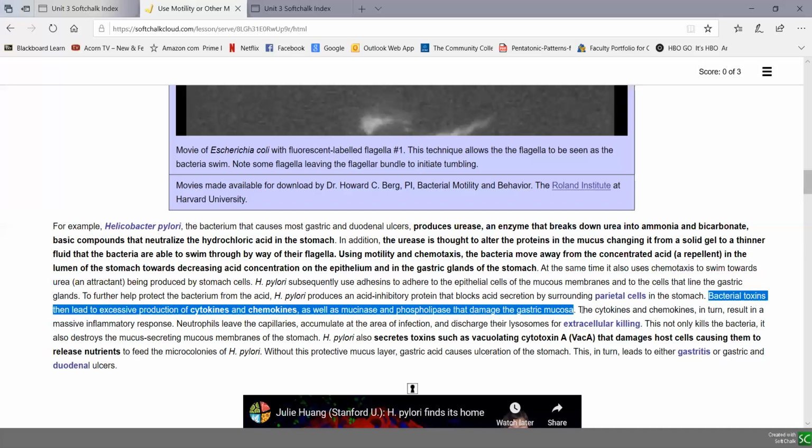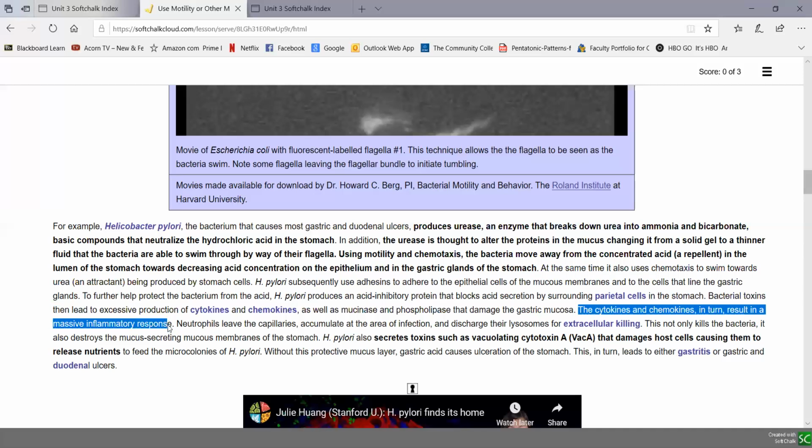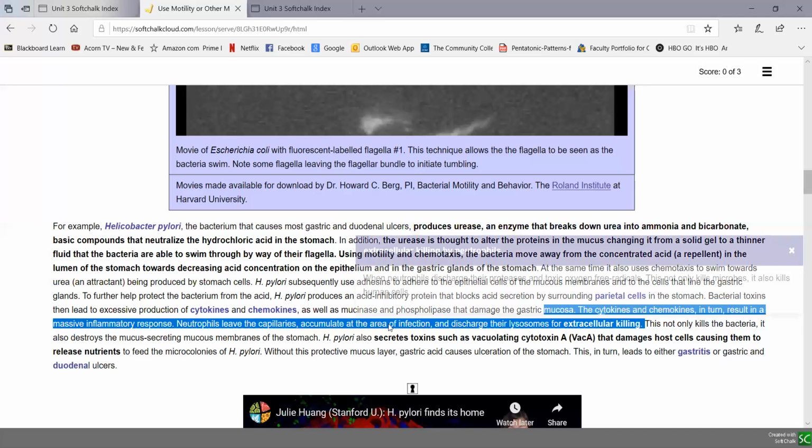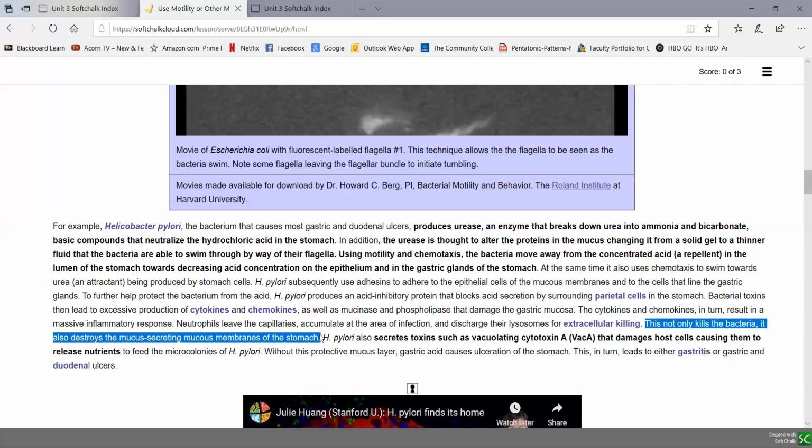The cytokines and chemokines in turn trigger an inflammatory response that causes neutrophils to leave the capillaries, accumulate at the area of infection, and through extracellular killing, discharge the contents of their lysosomes. Now, of course, that is done to kill the bacteria that have accumulated there, but the same enzymes and such that the neutrophils produced to kill the bacteria are equally good at destroying the mucus-secreting mucous membranes of the stomach.